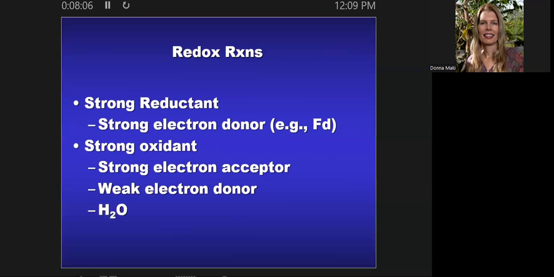So an excellent example of a strong oxidant is water. Water is good at accepting, really terrible at donating. It's pretty stingy or selfish. It wants to hang on to those electrons. And in order to convince water to give up an electron, you have to supply a lot of energy to get that to happen.